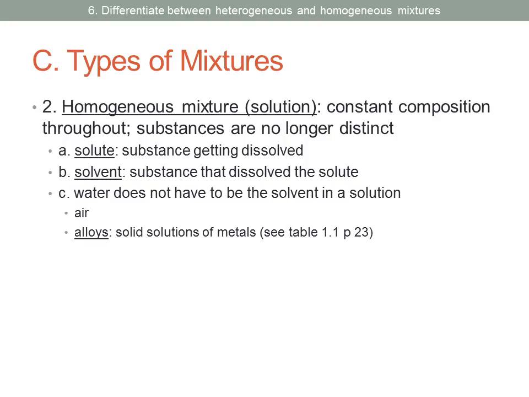A large class of solutions are known as alloys. These are solid solutions of metals. If you take a look at table 2.1 on page 23 of your text, it will give you several different examples of these alloys. Gasoline would be another example. Gasoline is a solution that contains liquids, but none of those liquids are water. Gasoline is a mixture of all sorts of hydrocarbon liquids. Hydrocarbon meaning the liquid is composed of compounds made of only carbon and hydrogen, or mainly carbon and hydrogen.